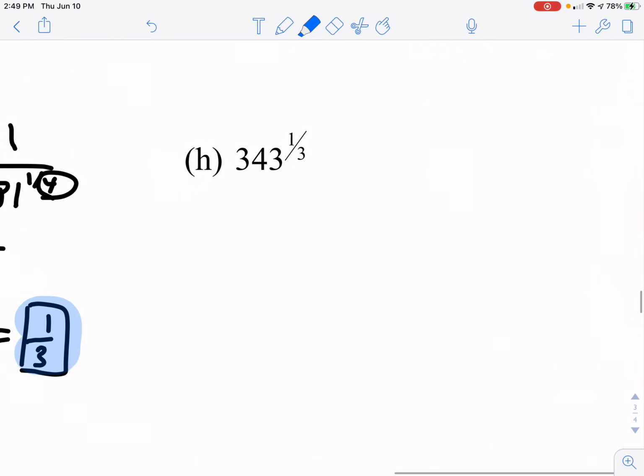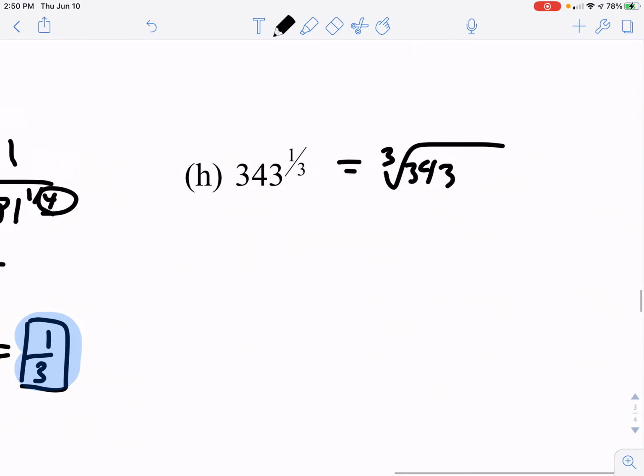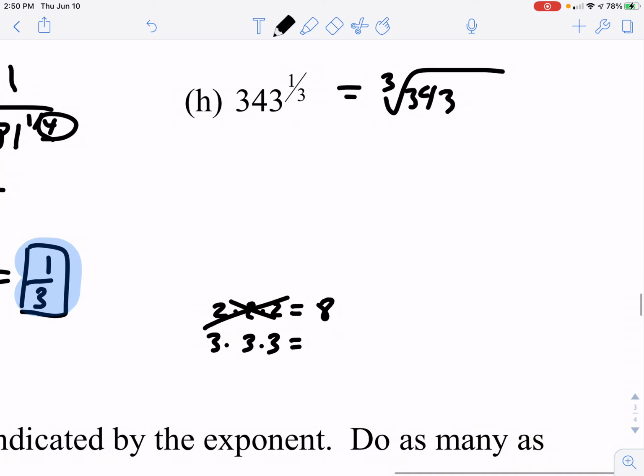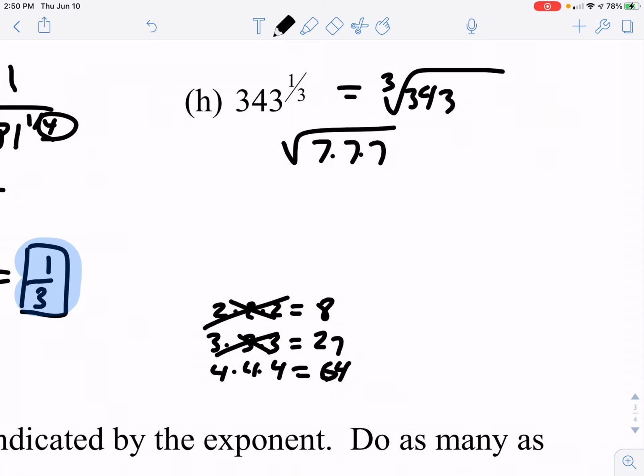And lastly, 343 to the 1/3 power would be the cube root of 343. Now, you have to be thinking to yourself, what times itself 3 times is going to give me 343? Well, it's not 2. 2 times 2 times 2 would be 8. It's not 3. 3 times 3 times 3 would be 27. It's not 4. 4 times 4 times 4 would be 64. But you can see we're getting higher and higher, right? So let's jump up to a higher number like 7. Well, 7 times 7 times 7 indeed turns out to be 343. So therefore, the cube root of 343 would be 7.